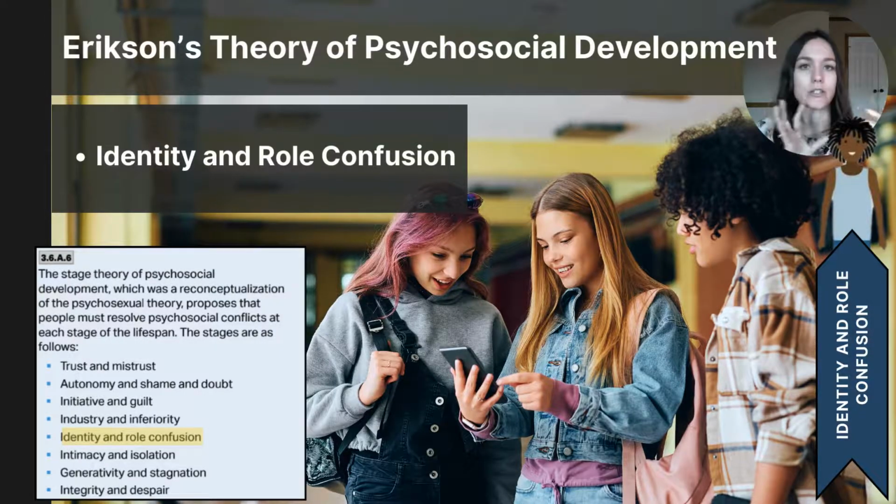So, as a teenager is exploring different roles and beliefs and career paths to establish their identity, they might have a successful or positive outcome where they're exploring and they lead to a strong sense of identity, or they might have a negative outcome where they're confused about who they are.